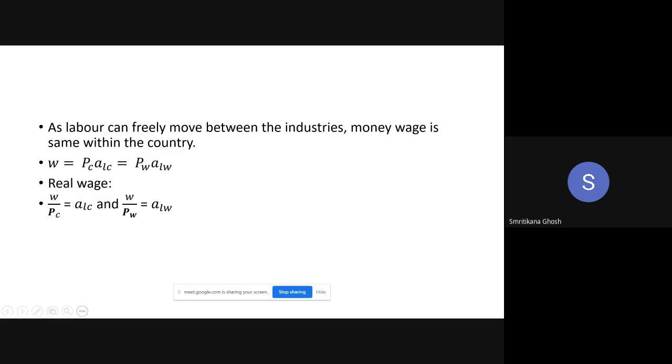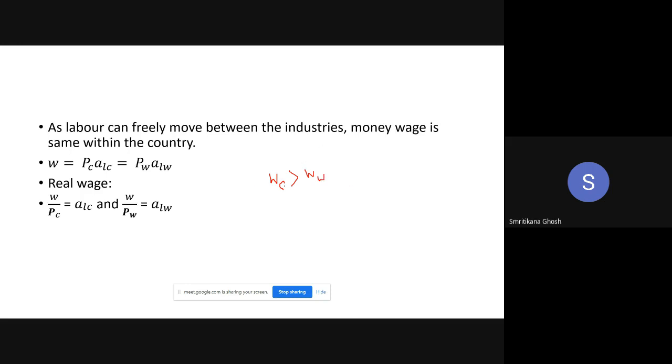Say wage in the home country, say it is like this, WC. Now we are coming back to the home and the foreign situation. Say WC, this is money wage, is greater than WW. Okay? So it is like this.